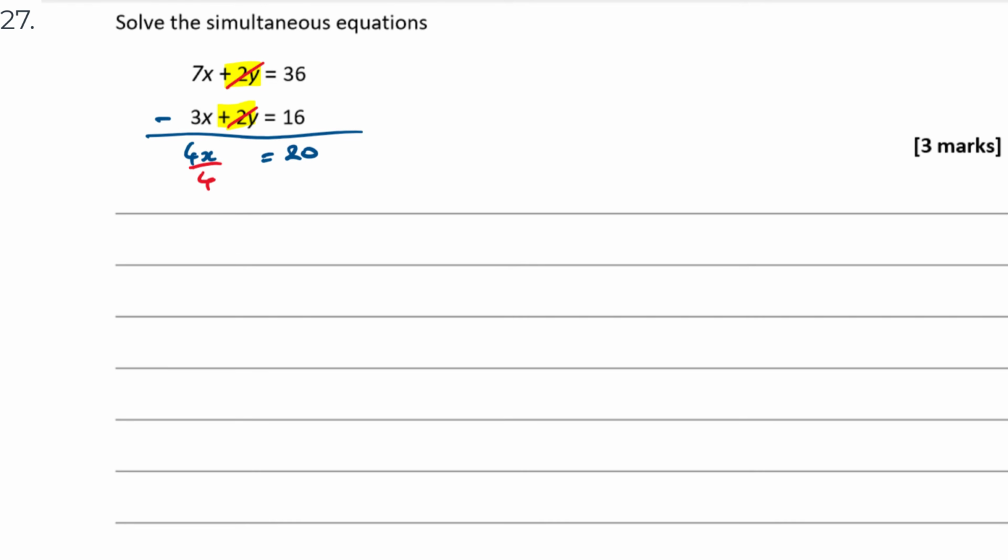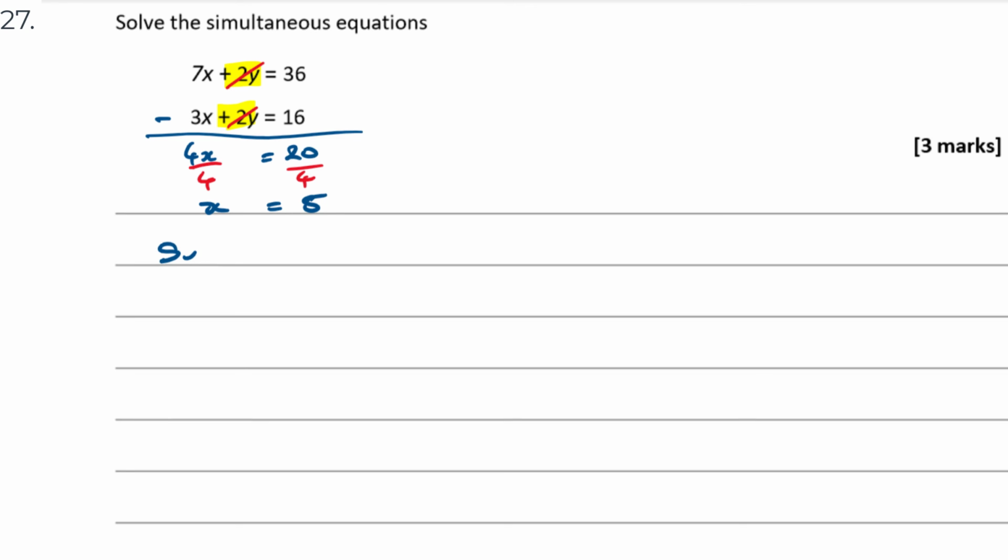Now I just need to divide both sides by 4. So that's going to give me x is equal to 5. Are we done? No, we've only got half the solution here. We found x, but we now need to find y. We can do that by just picking one of our equations and subbing x equals 5 into it. Let's just take the first one.